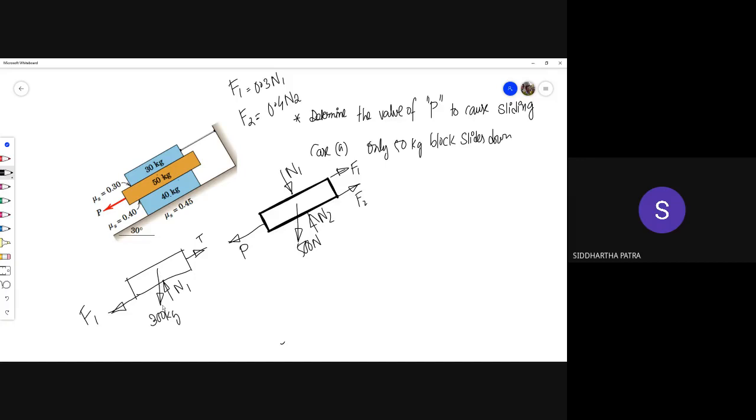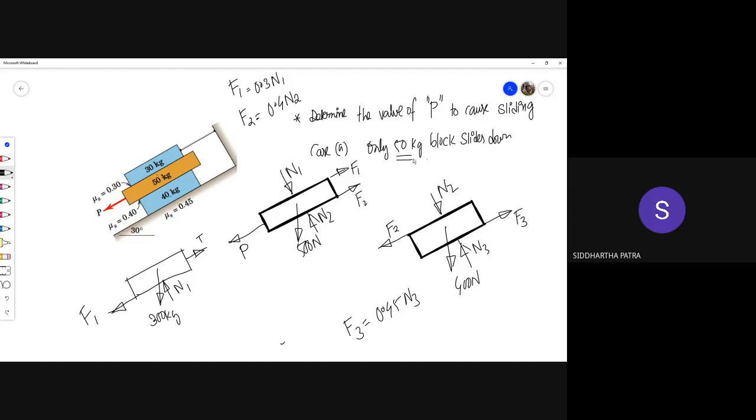So you'll have a set of equations from these two, and then another set of equations for the 40 kg block. There is a 400 Newton force acting downwards. There is the normal force N3 from the ground, N2 from the middle block, and F2 because the middle block is pulling it downwards, but the ground is trying to keep it stationary, so F3 is upwards. This F3 should be 0.45 N3.